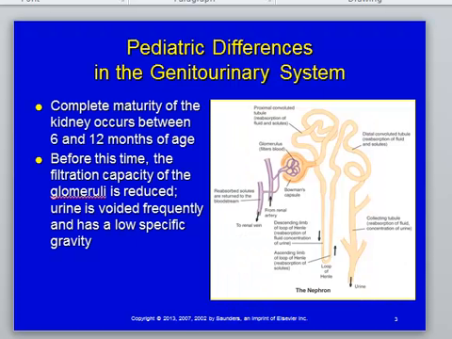There are some differences in the genitourinary system. Complete maturation of the kidney occurs usually between 6 and 12 months of age, and before this time the filtration capacity of the glomeruli is reduced, so urine is voided frequently and has a very low specific gravity because of that glomerular filtration rate being reduced. So it's like they can't concentrate urine.